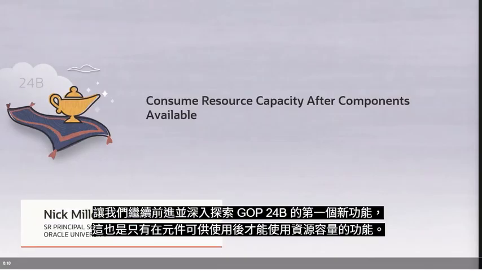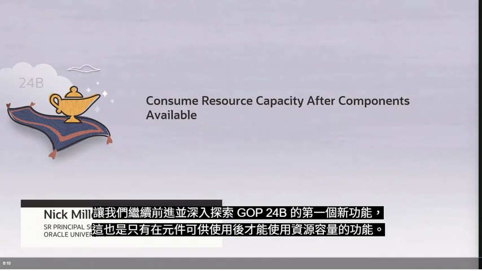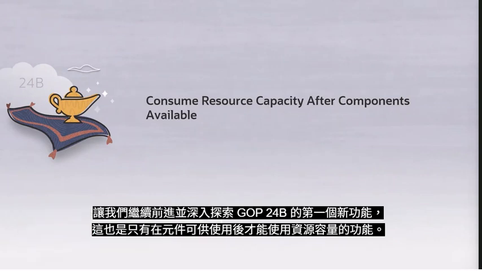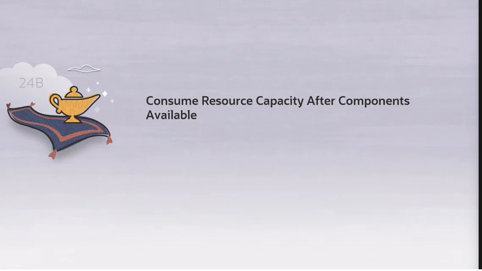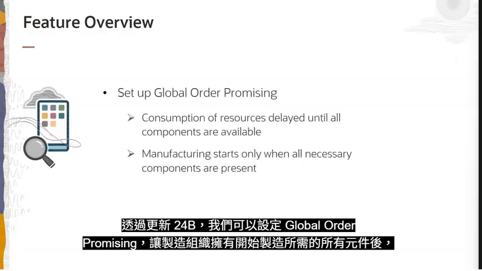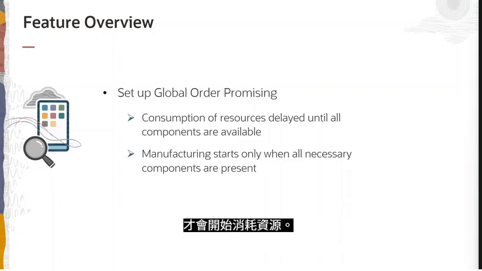Let's go ahead and dive into our first new feature in GOP 24B, and that is the ability to consume resource capacity only after the components become available. With Update 24B, we can set up global order promising so that it starts consuming resources only after our manufacturing organization has all of the components it needs to begin manufacturing.